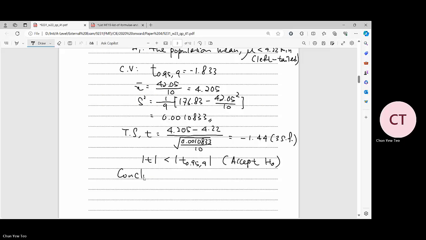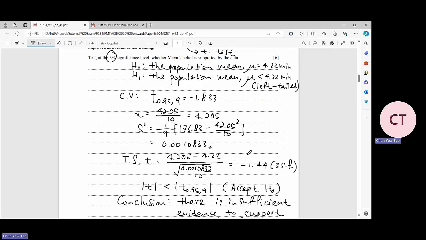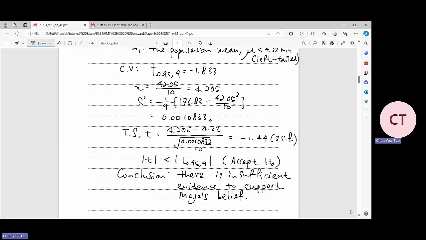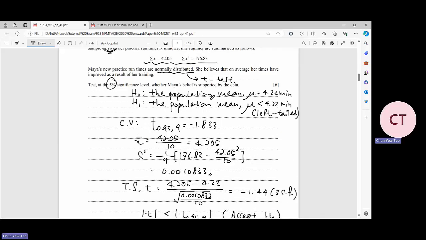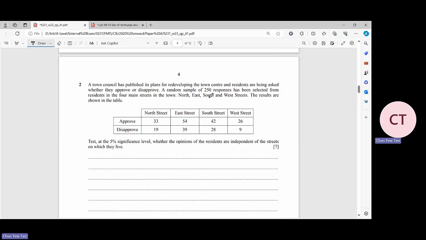So conclusion, there is insufficient evidence to support Maya's claim, to support Maya's belief. Okay, so this will be the answer for part one, question number one. Done. Now we move on to question number two.